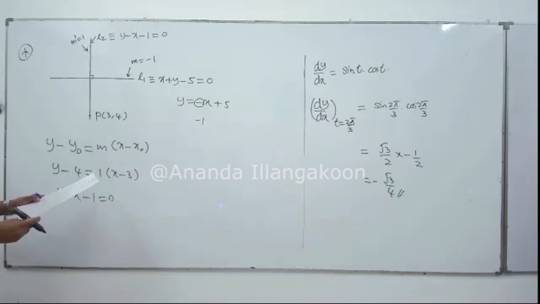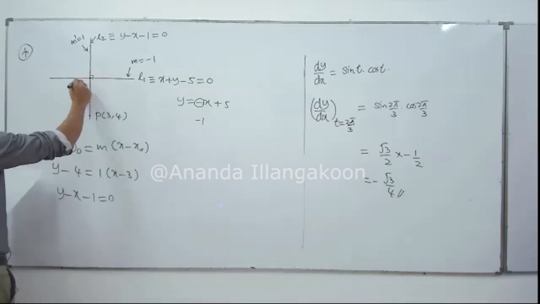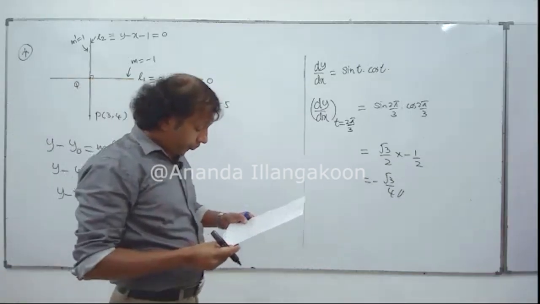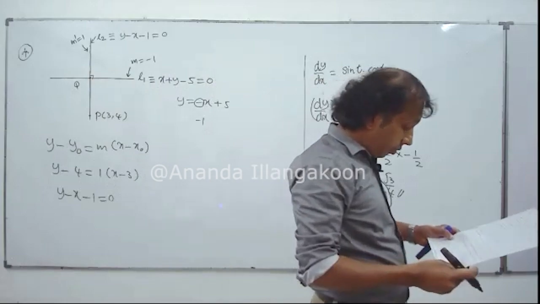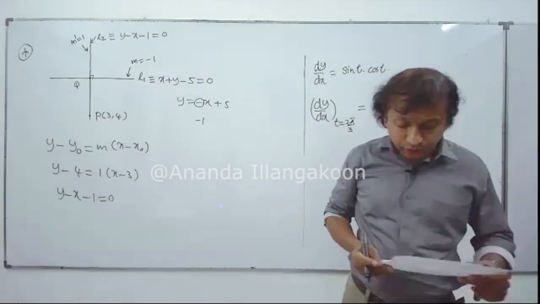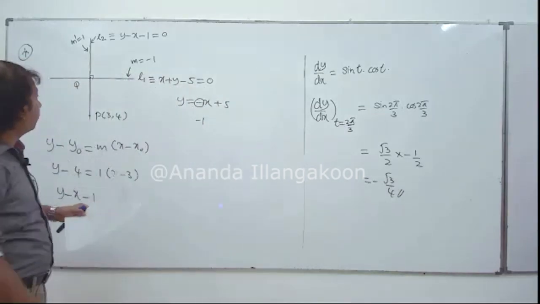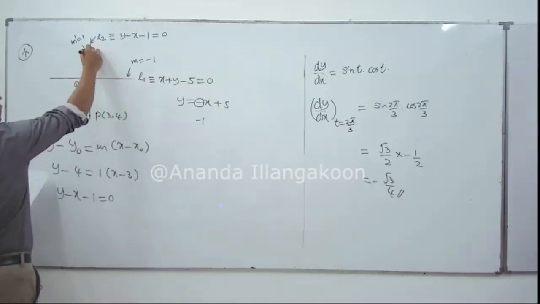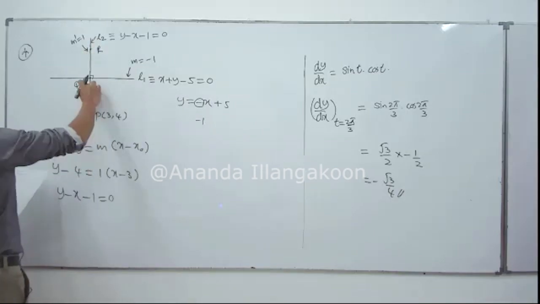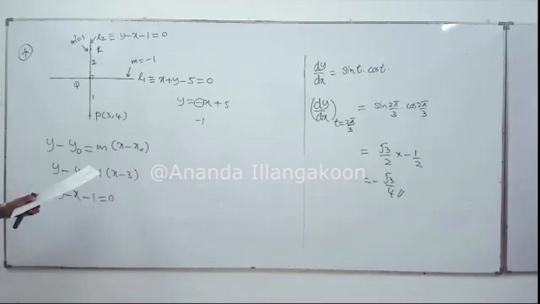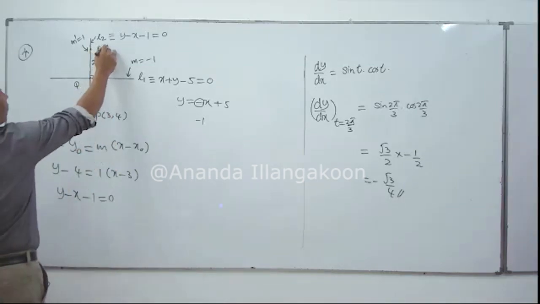Now, given next one, let Q be the point of intersection of L1 and L2. This is that Q. Let R be the point on L2 such that PQ:QR is 1:2. Somewhere here we have R. PQ is to QR as 1 is to 2. This is 1, this is 2. Find the coordinates of R. I'll take the coordinates of R as (alpha, beta).